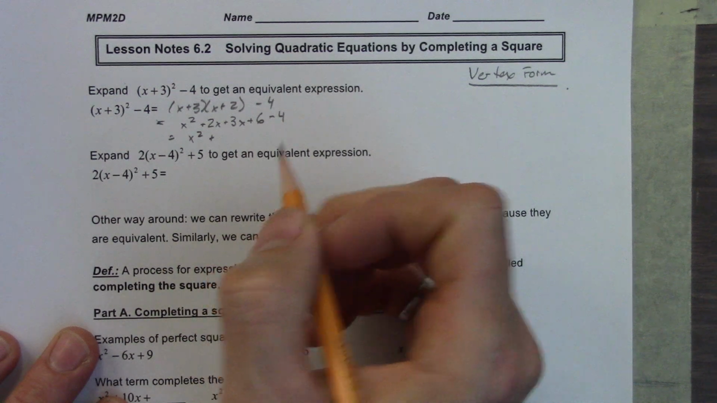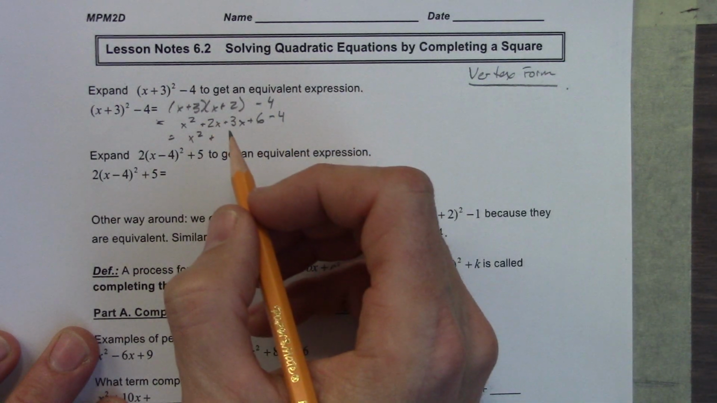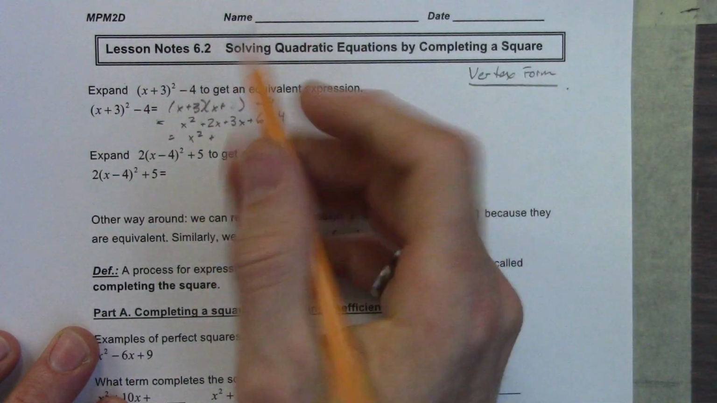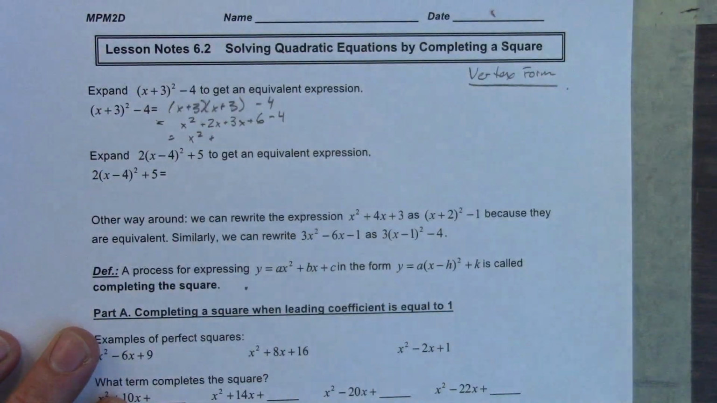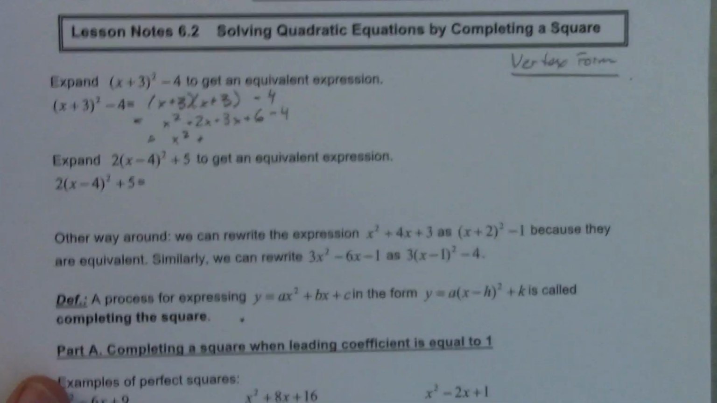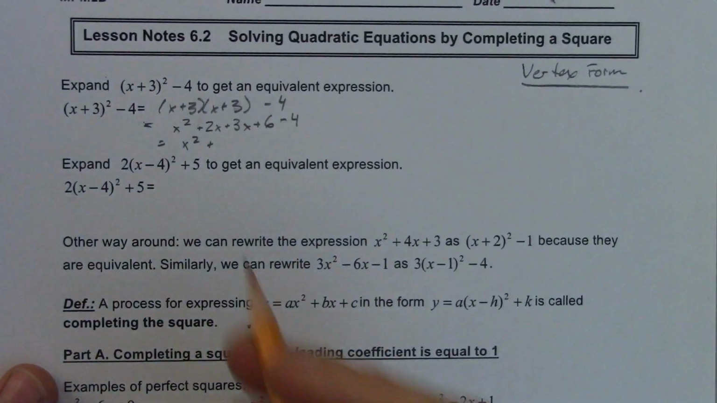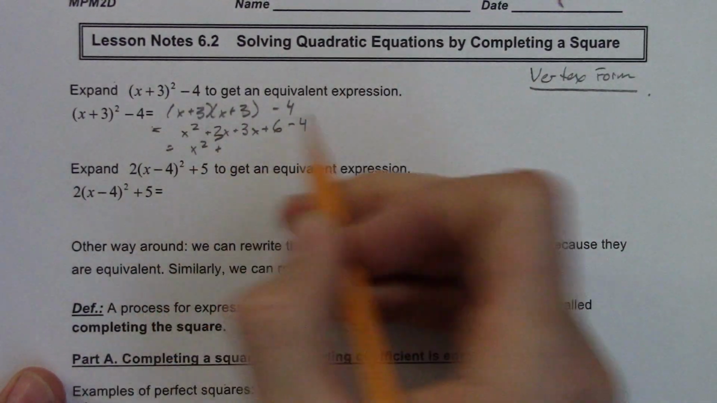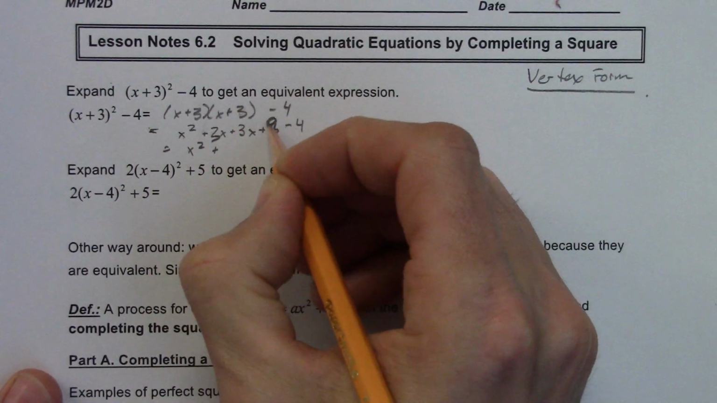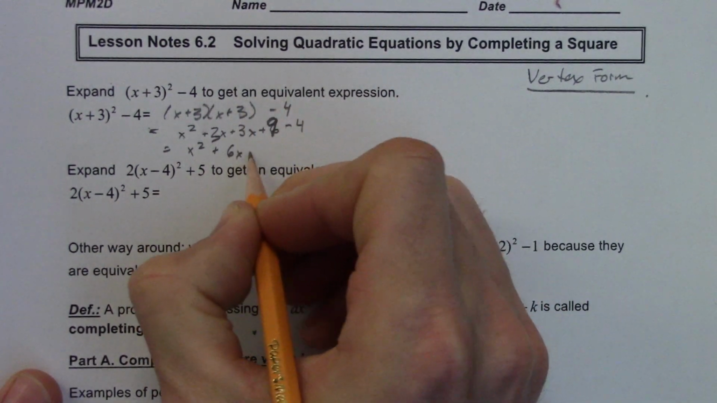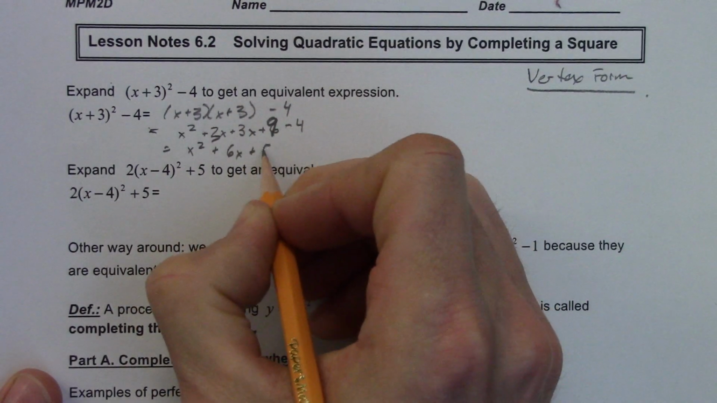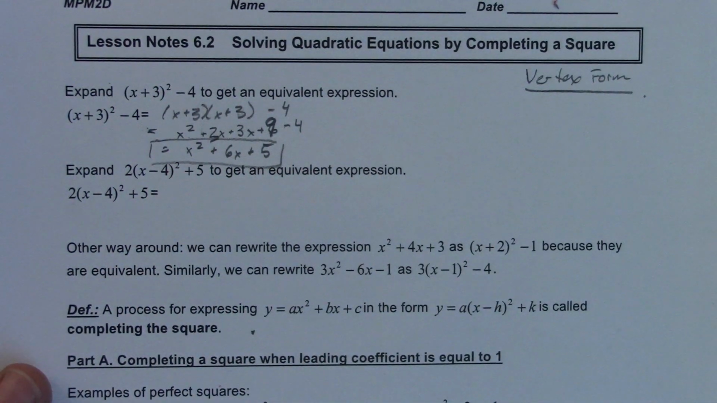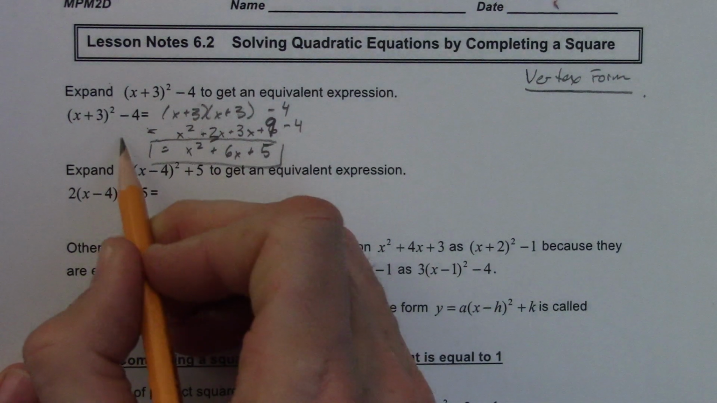Why is it x plus 2? Because I messed up. It's x squared plus 3x plus 3x plus 9. My bad. So 6x plus 9 minus 4 is 5. So we get x squared plus 6x plus 5. This is our equivalent expression to this.